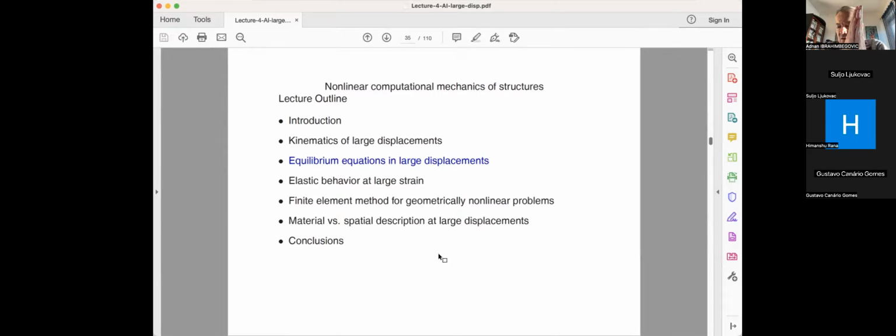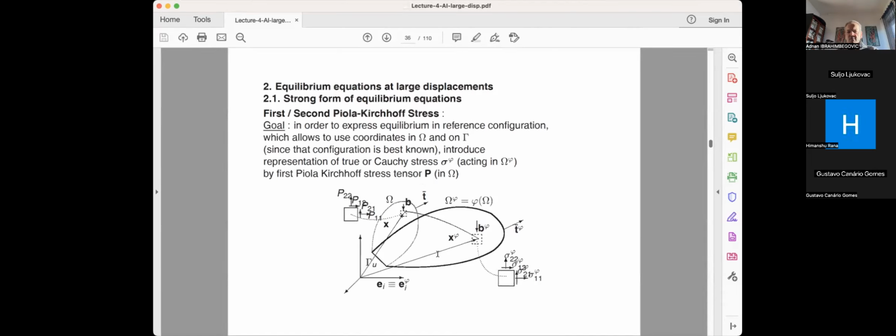In fact, in reality, there's only one stress. This is called the Cauchy stress, the true stress. But then we go through the transformation from the deformed configuration where the stress is acting to the initial configuration. And basically in the process, we recover many of the representations of the true Cauchy stress that go in an energy conjugate manner with the different strain measures that we discussed. First of all, let us start with the strong form equilibrium equation.